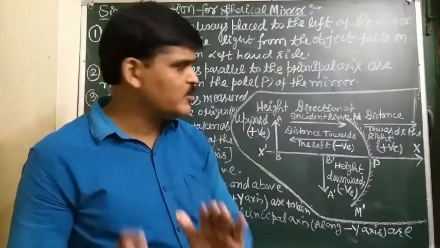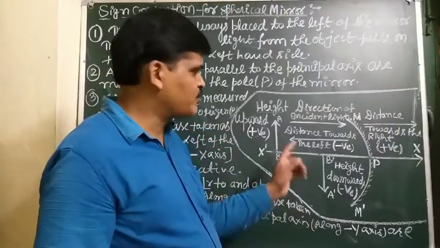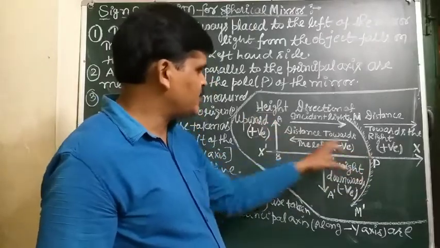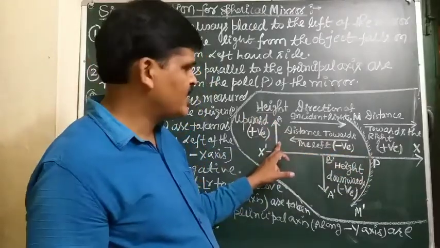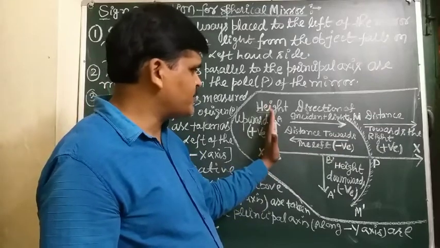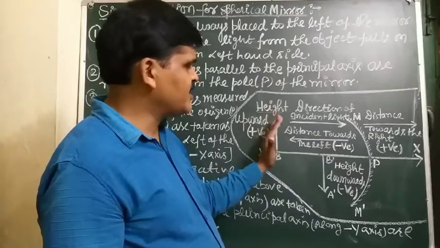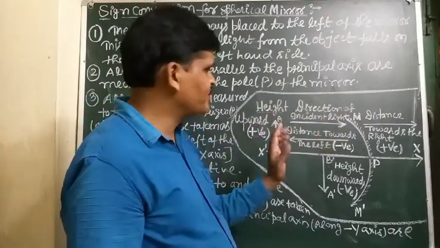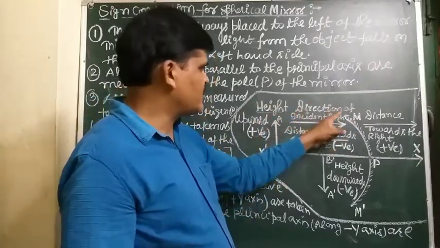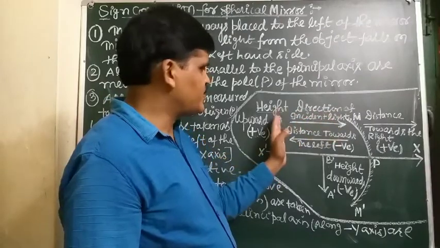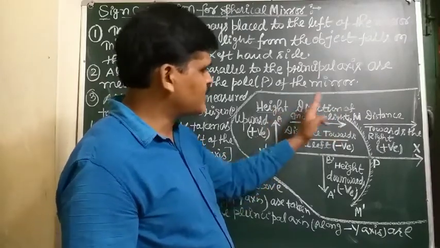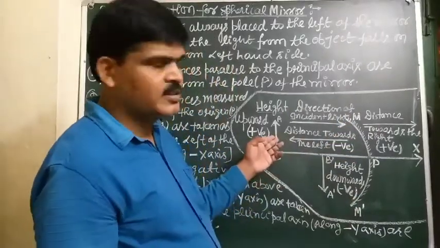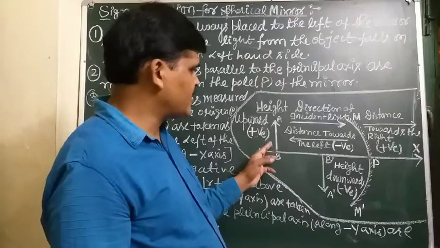Once again I am going to explain to you that the object is always kept on the left side of the spherical mirror. Clear? If the object is kept on the left side of the spherical mirror, it means light is incident on the mirror from the left hand side. So this is the direction of incident light, which is from the left side, and it will fall on the mirror because the object is placed at the left hand side.